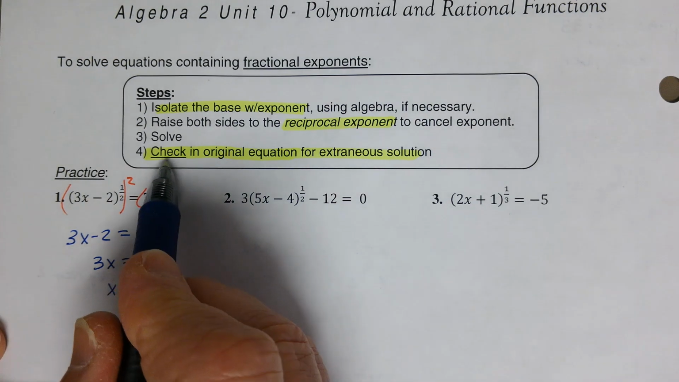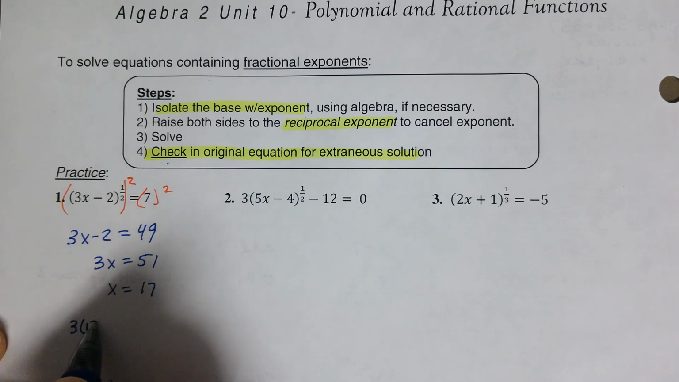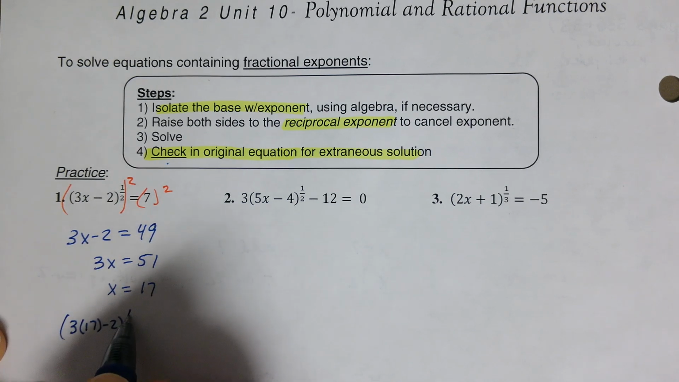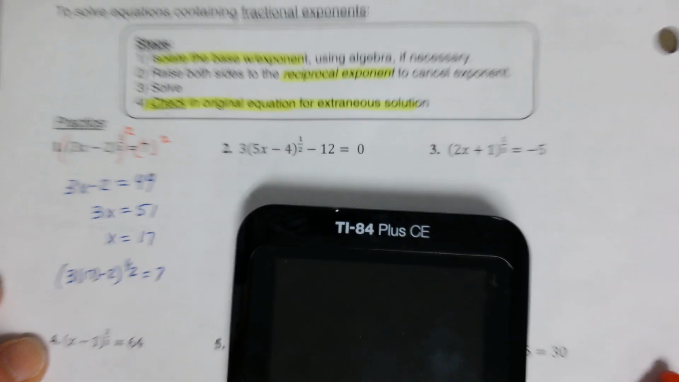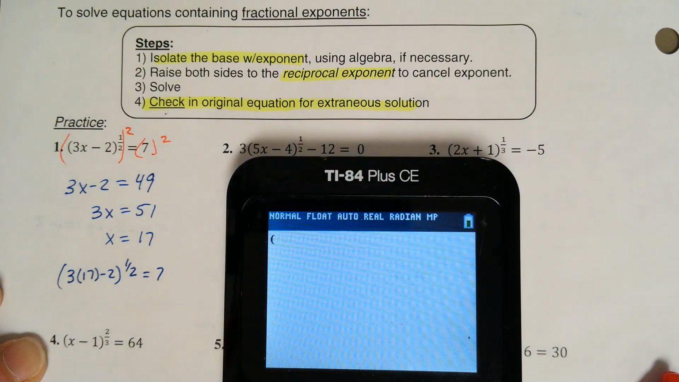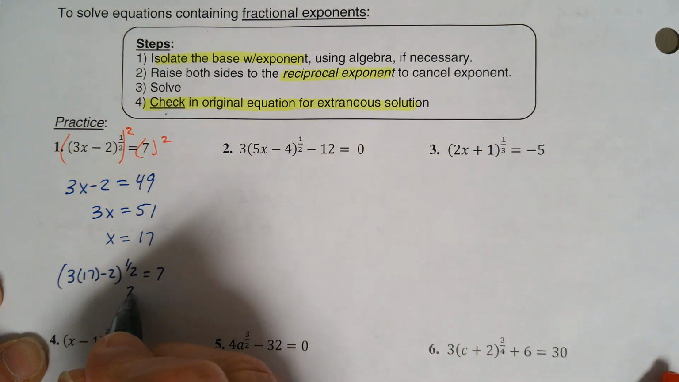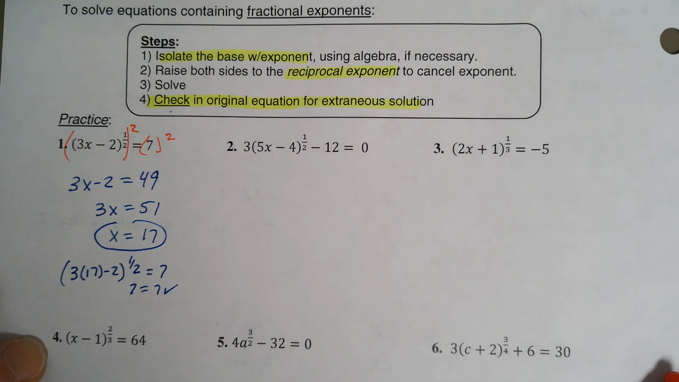Check. Make sure we check. 3 times 17 minus 2 raised to the 1/2. Does that equal 7? And yes, you can grab the calculator if you want. Parentheses 3 times 17 minus 2, close parentheses, raised to the 1/2. That is 7. So x equals 17 is our solution.